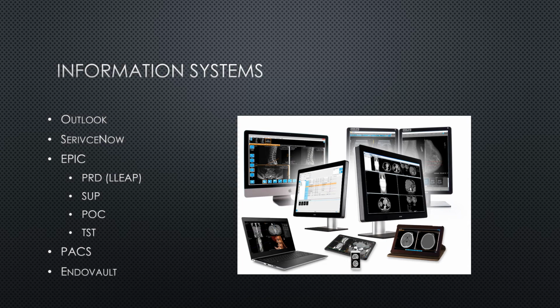Another information system that I have seen during my internship is EndoVault, and this is used for GI procedures, mainly endoscopies, and it's used by the GI department. Some of its functions are to store and generate images and videos during the procedure and generate reports. And like PACS, Radiant analysts do not directly use this system, but they need to be familiar with it and how it links to Epic.